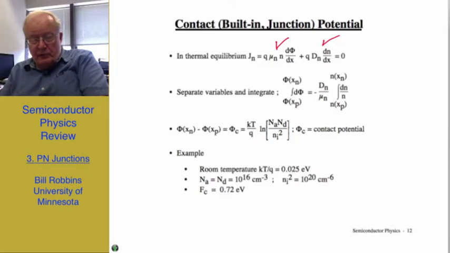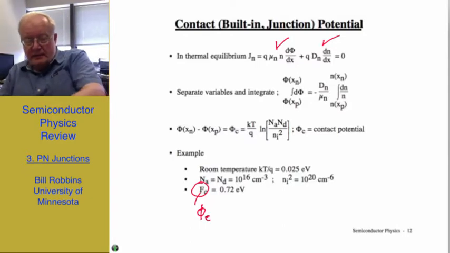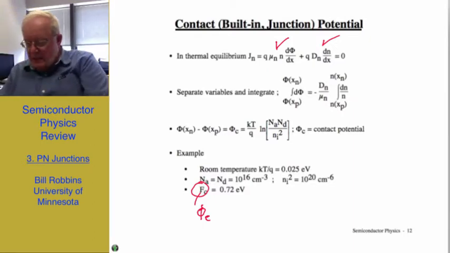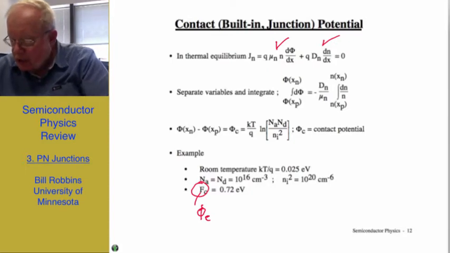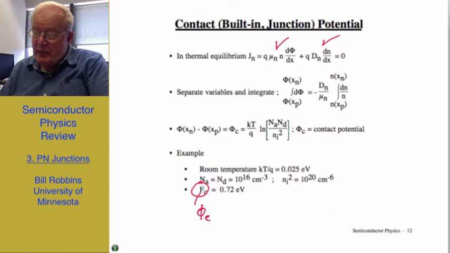An example of the numerical value is shown here for silicon at room temperature with doping densities of 10 to the 16th. And this quantity right here is phi sub c, not f sub c. We can blame that on Microsoft Office not carrying through the intended lettering that I wanted. Once you know the contact potential, we can then estimate some of these other quantities.